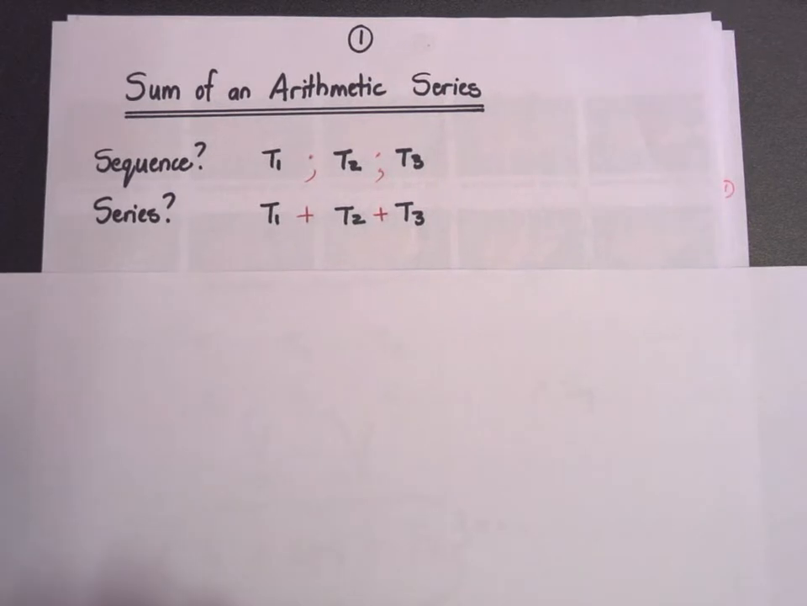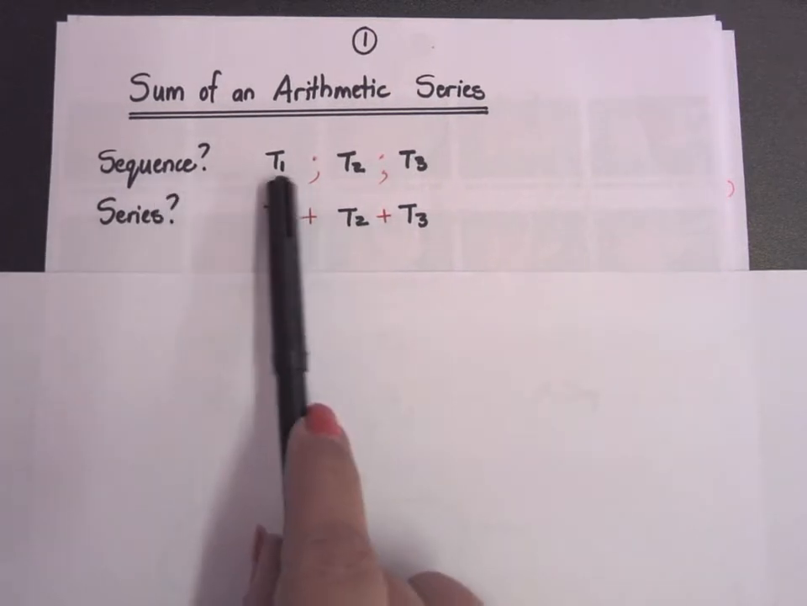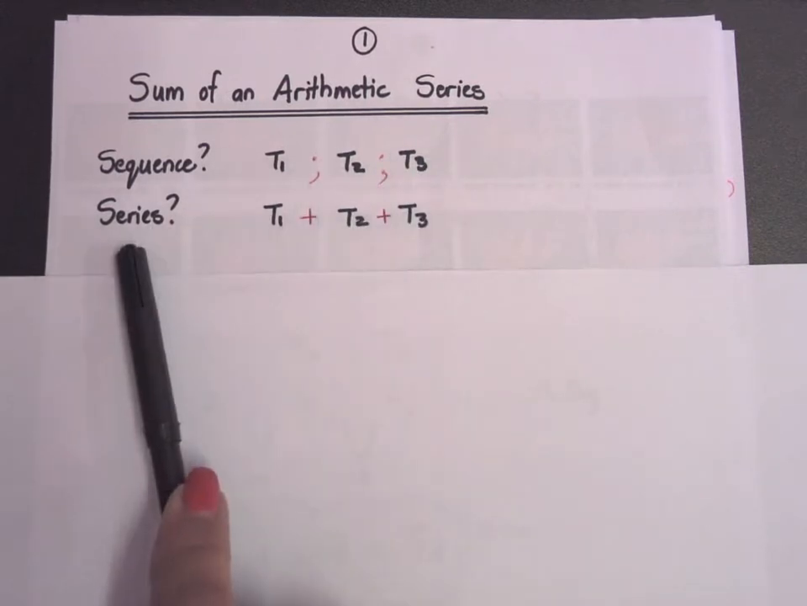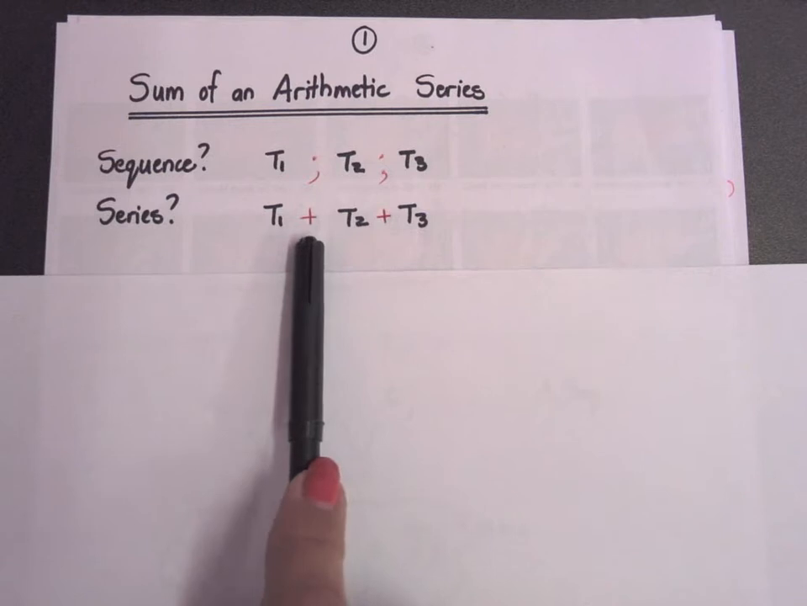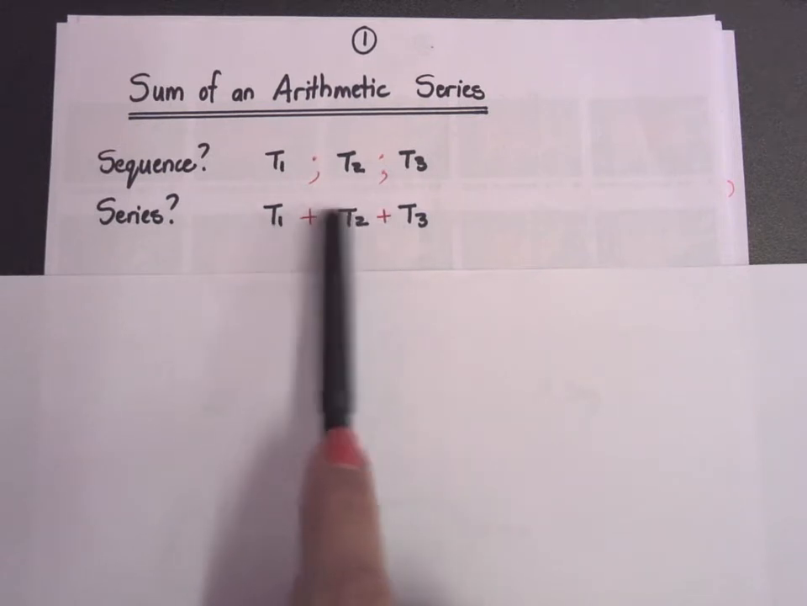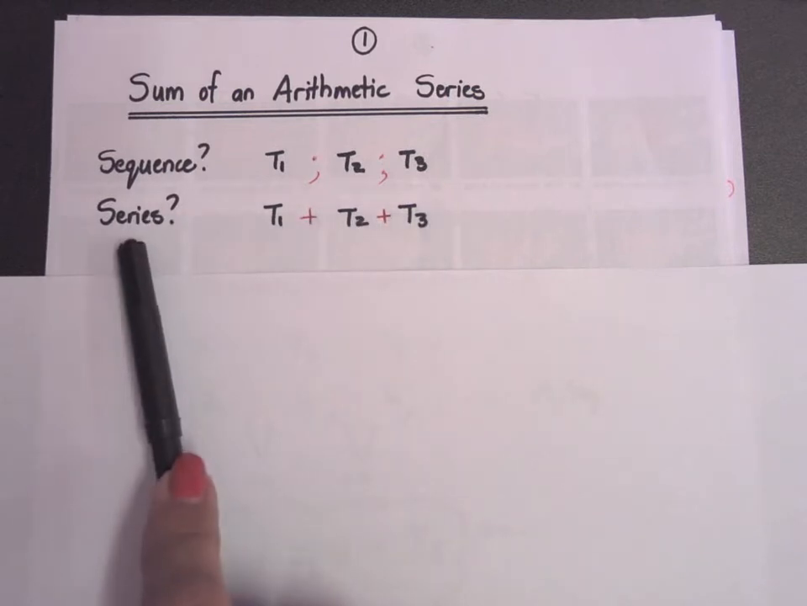Now, what's the difference between a sequence and a series? A sequence has terms with semicolons between them. A series has terms with pluses between them. So, if we need to calculate the sum of the terms, we talk about a series.